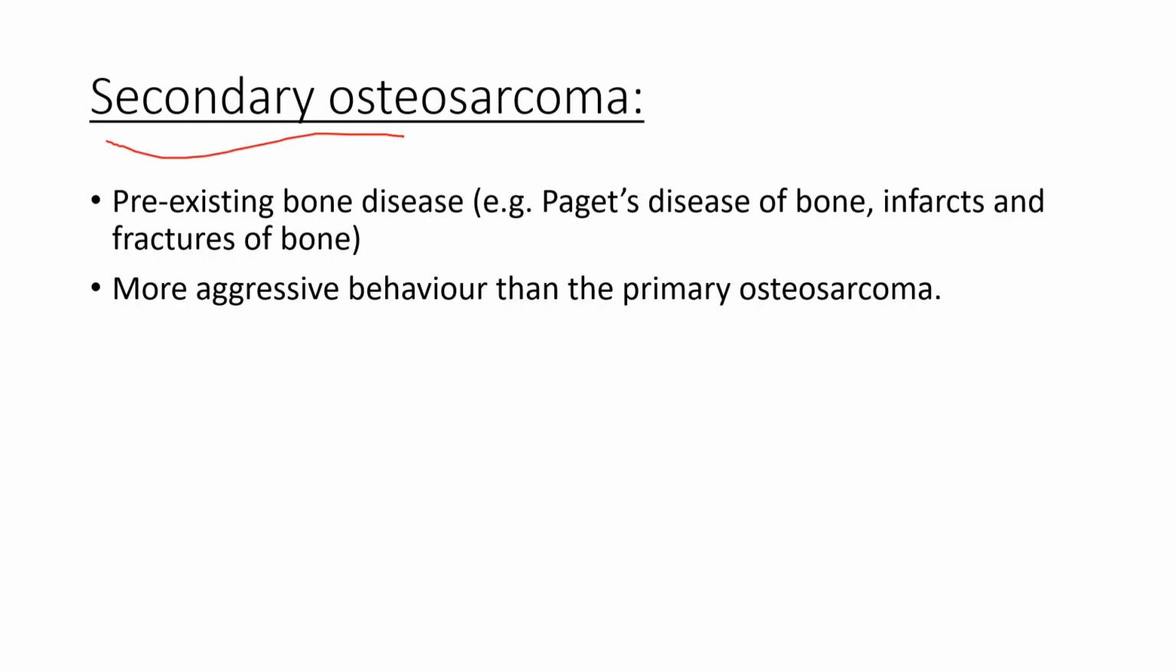Then secondary osteosarcoma, which is actually a kind of medullary osteosarcoma. Unlike primary osteosarcoma, where there is an absence of any underlying disease, here there exists a pre-existing bone disease like Paget's disease, infarcts of the bone, and fracture of bone. The behavior will be more aggressive than the primary osteosarcoma.